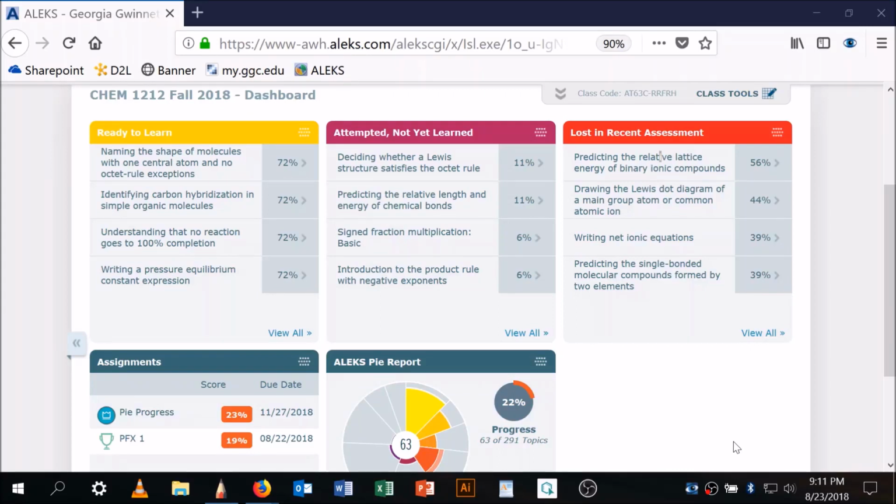I'm going to do a topic here now that was lost in a recent knowledge check, okay? And that's this one here. I guess I'm going to do maybe all of these, but for now, this one. Predicting the relative lattice energy of binary ionic compounds. All right, so pretty scary.